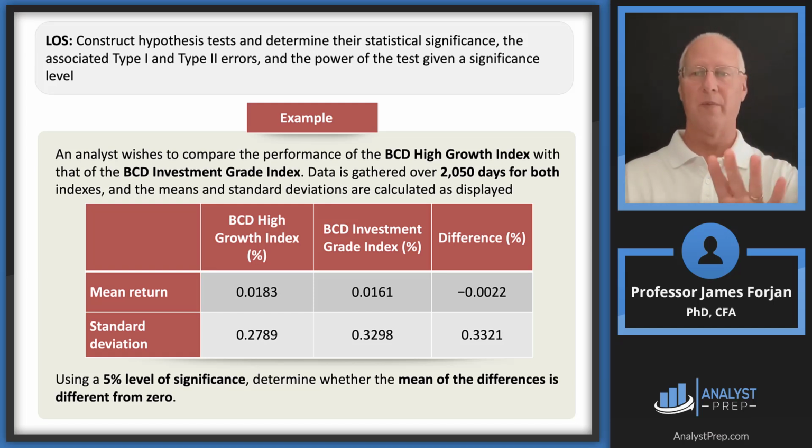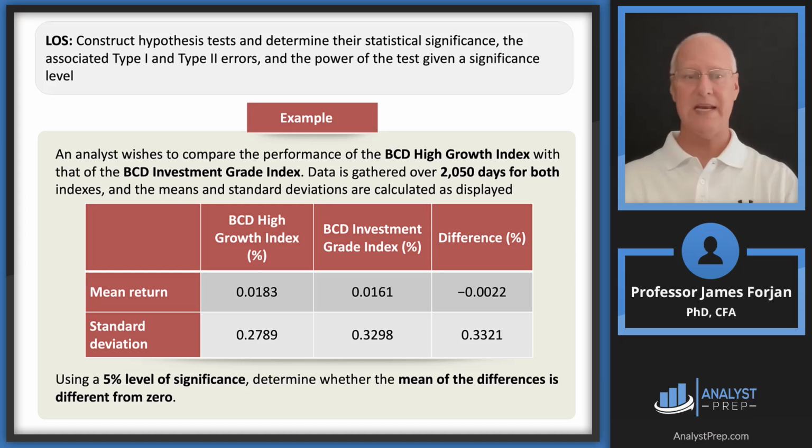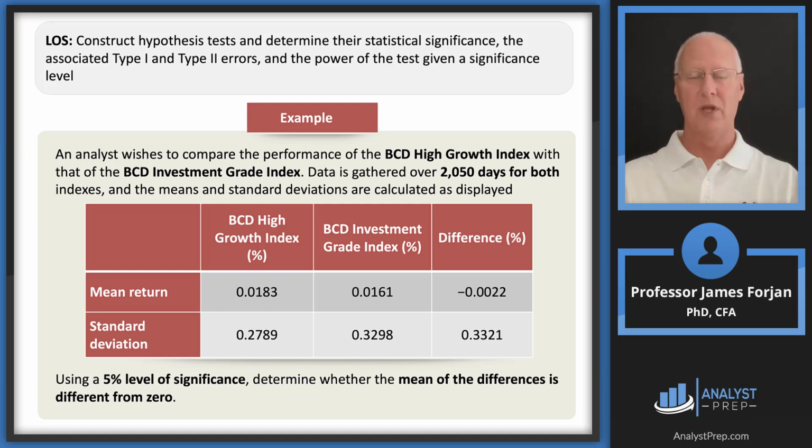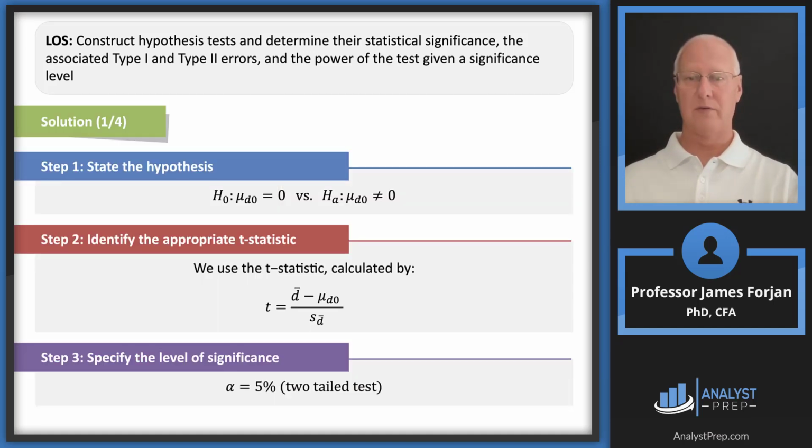All right, you ready? So we're evaluating the performance of the BCD high growth index and the BCD investment grade index. Oh my gosh, so what does that sound like? That sounds like equity securities. That sounds like fixed income securities, right? 2,050 days for both indexes. So there we have mean returns, there we have standard deviation of returns. Let's determine whether the difference is not zero. All right, so there's our null hypothesis. There's the alternative, two-tailed test.